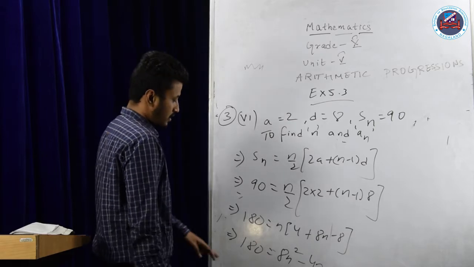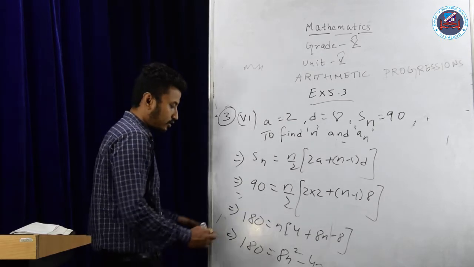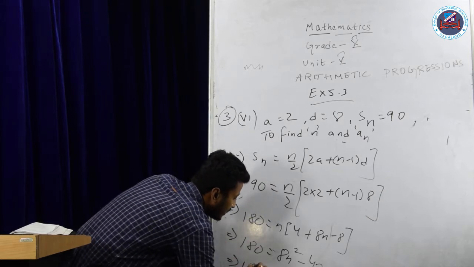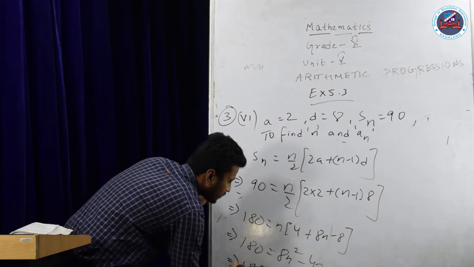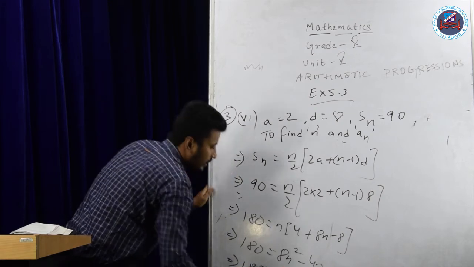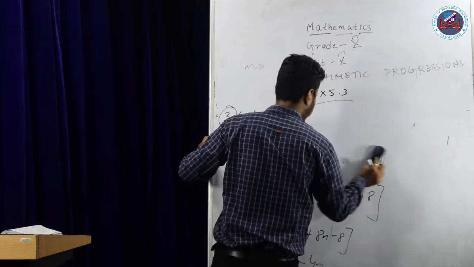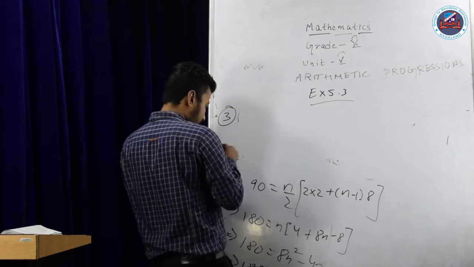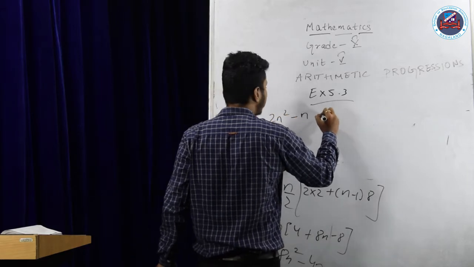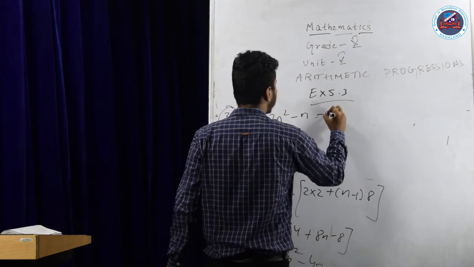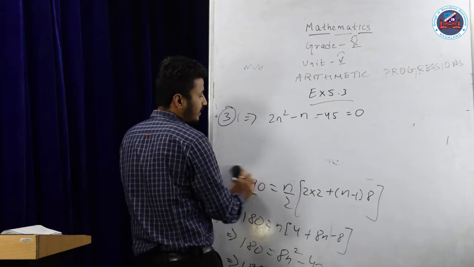Okay, guys? Done? What can I do now? I can take 4 common out of it. So if I take 4 common out of it, it becomes 180 equals to 4 into 2n square minus n. I can cut this. 4 4s are 16, 4 5s are 20. So what is the final equation, guys? The final equation which I am getting is 2n square minus n minus 45 equals to 0, guys.